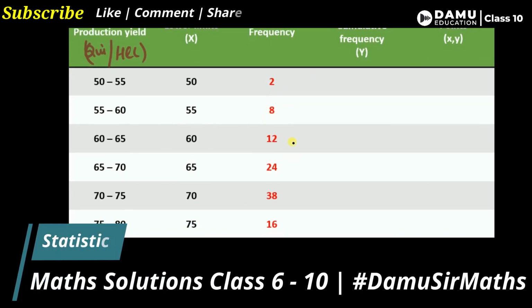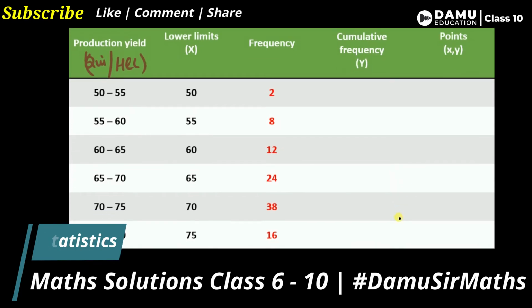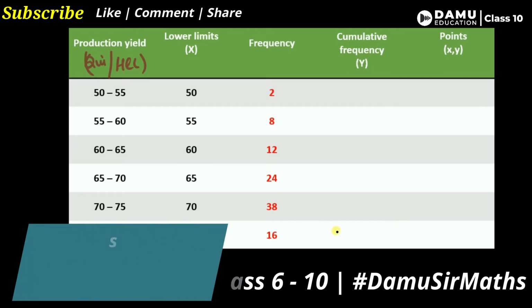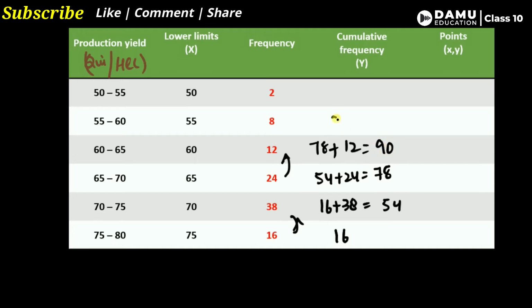So greater than cumulative frequencies we always write from down. Less than cumulative frequency we add from the top, but greater than cumulative frequency we add from the bottom. So this is 16, then 16 plus 38, so we are taking in this direction. 16 plus 38 is nothing but 54. Then 54 plus 24, what you get here is 78. Then 78 plus 12, we will get 90. Then 90 plus 8 is 98. 98 plus 2, we will get 100. So these are the greater than cumulative frequencies of the points.